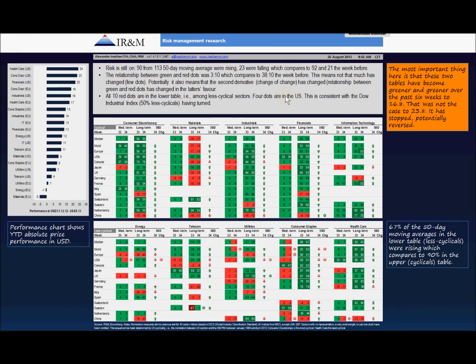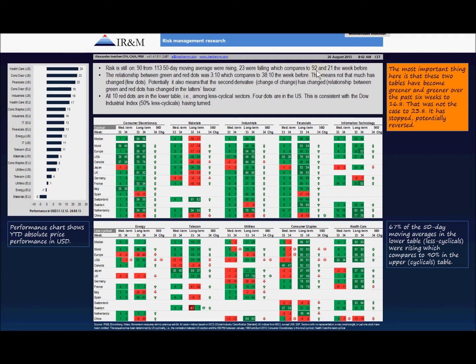This gray section typically has some reasonably standardized text. So, for example, the risk is on, just by observing the number of green trends or positive trends. 90 of the 113 50-day moving averages were rising, which compares to 92 last week, which means more moving averages are rising, but the change of the change is very slightly negative, which means there are now less moving averages rising.